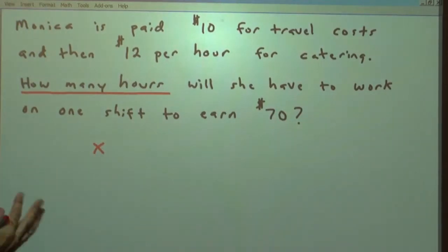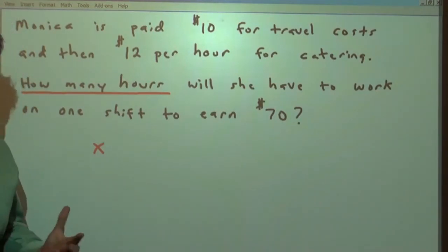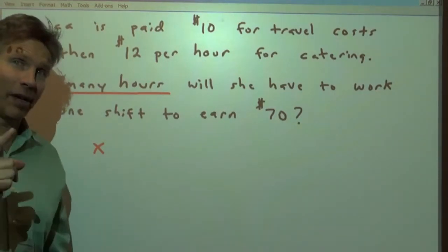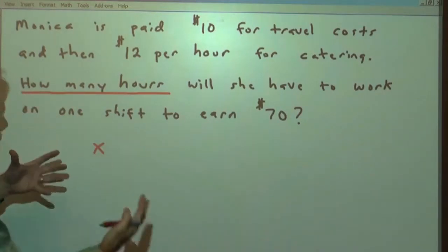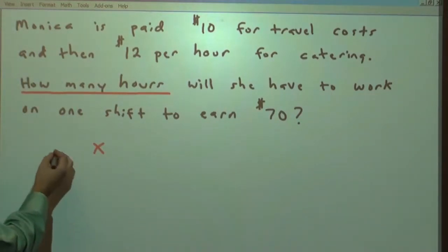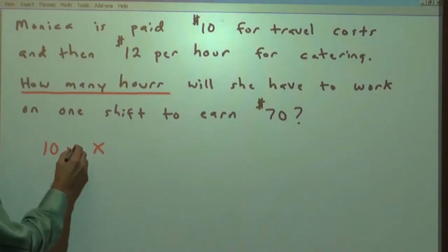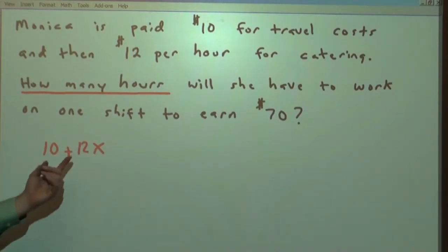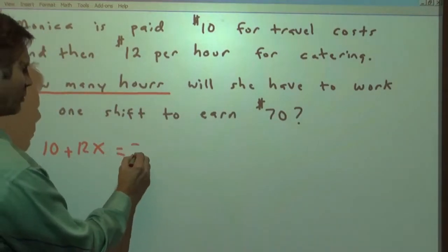And we always ask the question at the beginning of the problem, well, how many hours did she work to earn $70? The answer is x. It's a number. We don't know what the number is yet, but we'll figure it out. But we can then use that number to relate everything together. $10 for travel costs, then $12 an hour, so we multiply it by whatever that number is that represents the hours, and it equals 70.